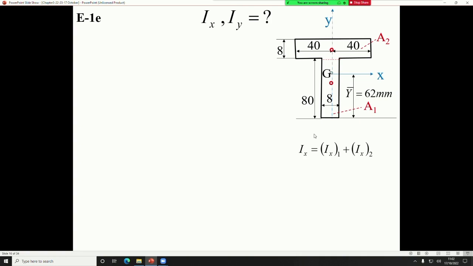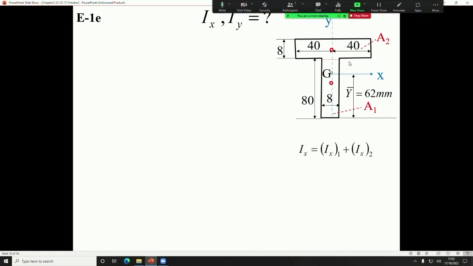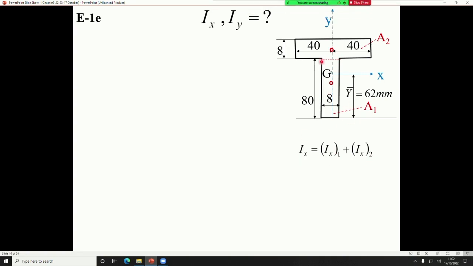So based on the superposition rule, I can say Ix is equal to Ix of the top rectangle, plus Ix of the bottom one. So I've divided it into two sections. So I can say Ix for the whole section is equal to Ix of this part of the section with respect to x, plus Ix of this part of the section with respect to this x blue line. And the same for Iy.